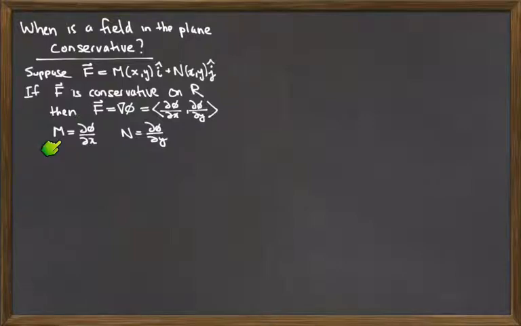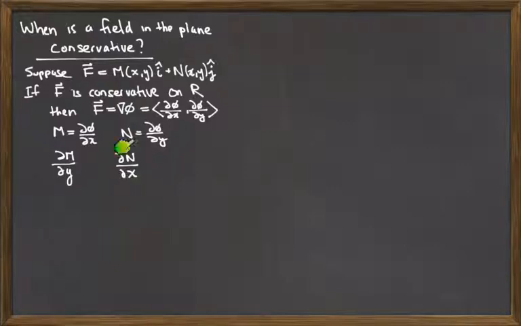I'm going to take m and I'm going to differentiate that with respect to the other variable. In this case, I was already differentiating with respect to x, so I'm going to take the derivative with respect to y. That expression there is now a mixed second-order partial derivative of the potential function phi. It is the derivative of phi first with respect to x and now with respect to y.